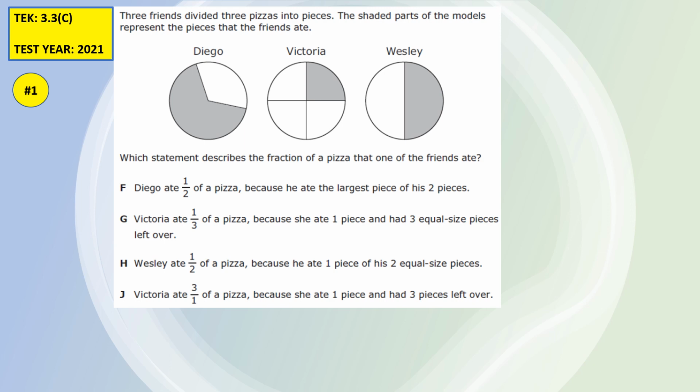Answer choice G says Victoria ate 1/3 of a pizza because she ate 1 piece and had 3 equal sized pieces left over. Answer choice H says Wesley ate half of a pizza because he ate 1 piece of his 2 equal sized pieces. Answer choice J says Victoria ate 3/1 or 3 out of 1 of a pizza because she ate 1 piece and had 3 pieces left over.